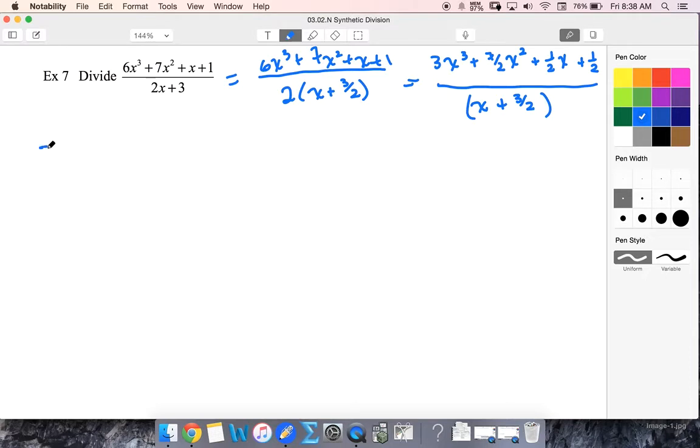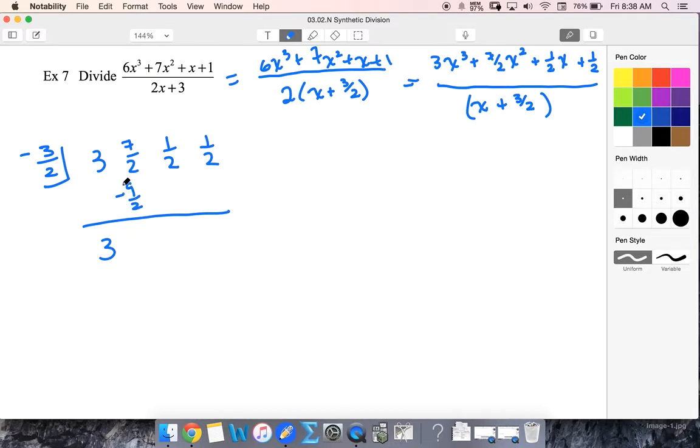That lets me set up my synthetic division with negative 3 halves in front, and then 3, 7 halves, 1 half, 1 half. Bring it down, multiply, negative 9 halves. And this is why I said it's nice to leave it as fractions, because I've got my common denominator.